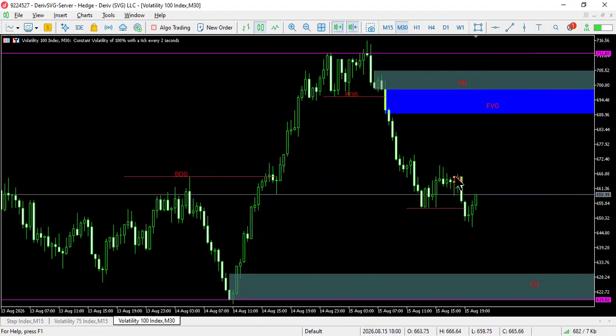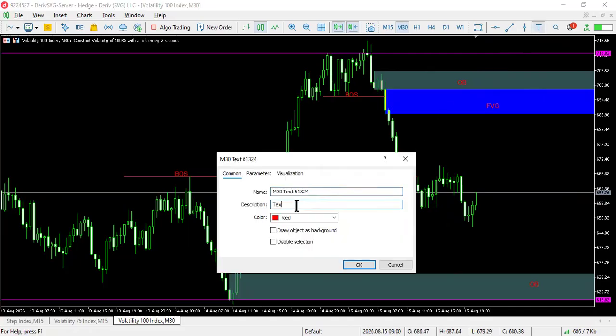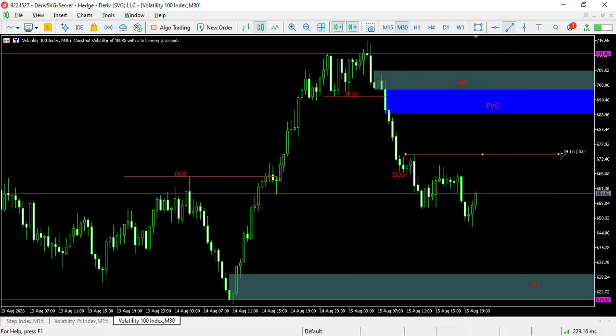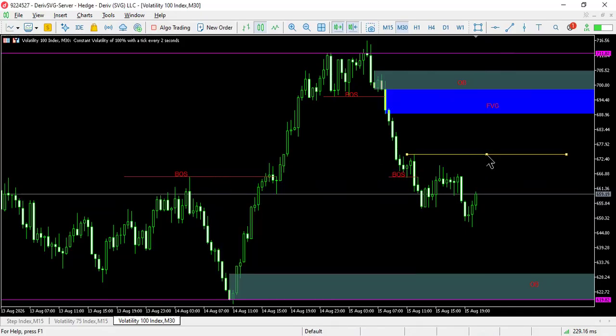And then now all these break of structures that price has just formed here, this will now become our liquidity that price has to sweep to go and tap into our extreme order block or FVG. So we have a break of structure. That is where liquidity is seated according to my strategy. Whatever order blocks price creates, as long as it did not mitigate my extreme order block, then all those order blocks become now my liquidity.